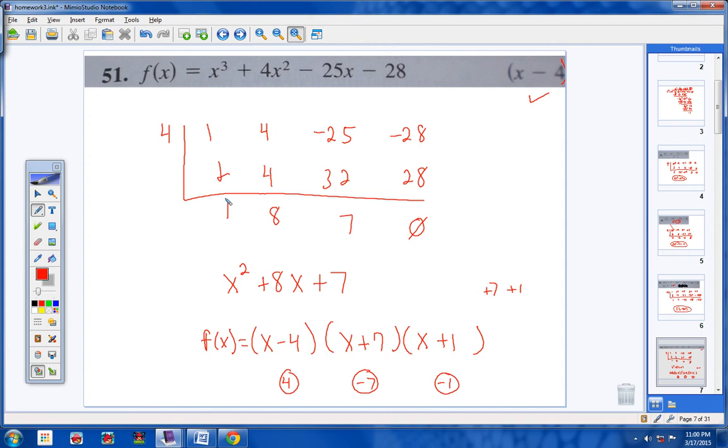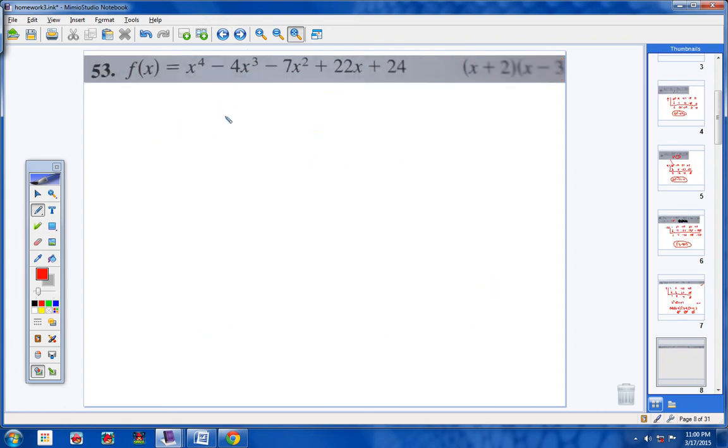And then E, confirm your results by using a graphing utility to graph the function. I'm not going to take time to do that because you couldn't see me do it on the screen anyway, but you would type this into your grapher, hit graph, and the graph should cross the x-axis at 4, negative 7, and negative 1. Because remember, if these numbers are truly 0, then they are also x-intercepts. Alright, moving on to number 53.